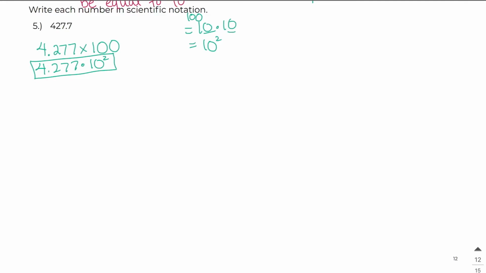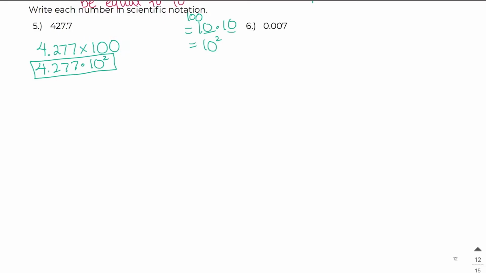Now, the shortcut is to just move this over 2 times, and that's where the exponent of 2 comes from. But I want you to see why we have to move it over 2 times and we get an exponent of 2. It's because we're multiplying by 100, and 100 is 10 to the power of 2.